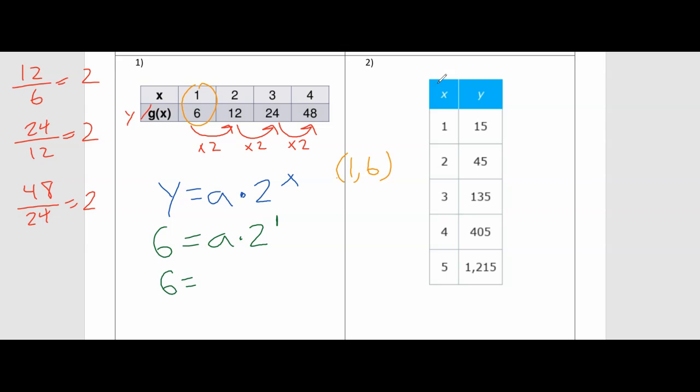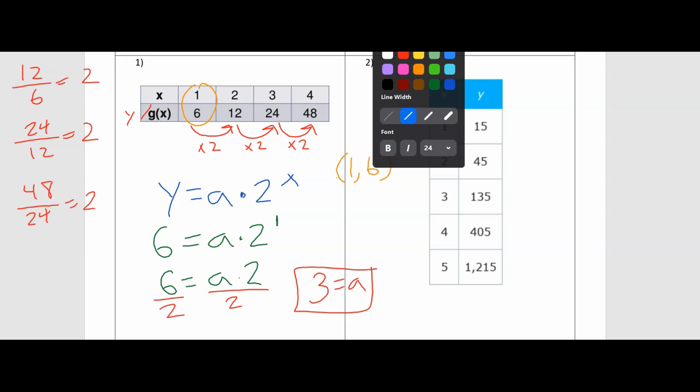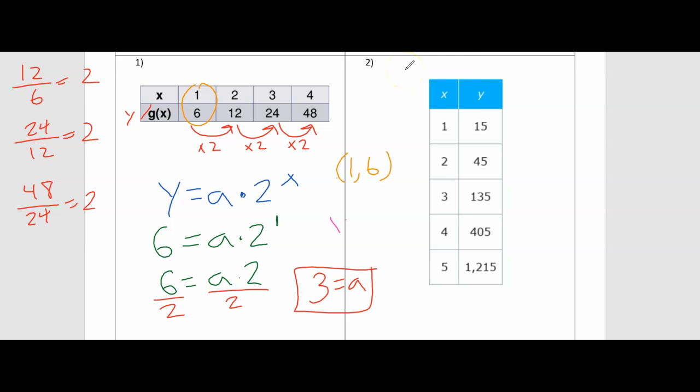Well, 2 to the power of 1 is just 2, so I get a times 2. And then I can just divide both sides by 2. So I get a is equal to 3. So my y-intercept is 3 here. Then I can go back and write the full equation. Going to get y is equal to 3 times 2 to the power of x. And there's my equation right here.